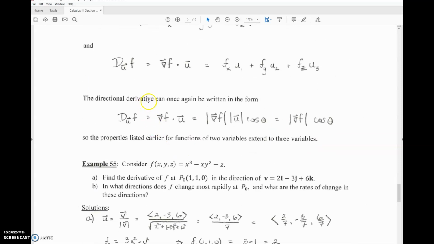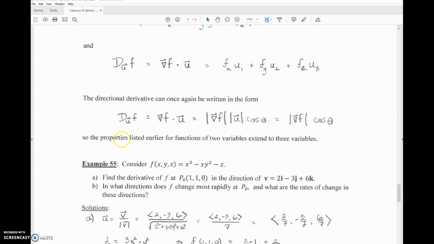The directional derivative can once again be written in the following form. It's the dot product, of course, so we can write it as the length of the first vector, which is the gradient of f, times the length of the second vector, which is u. And that's a unit vector, so its length is 1. So we just get the magnitude of the gradient of f times the cosine of theta.